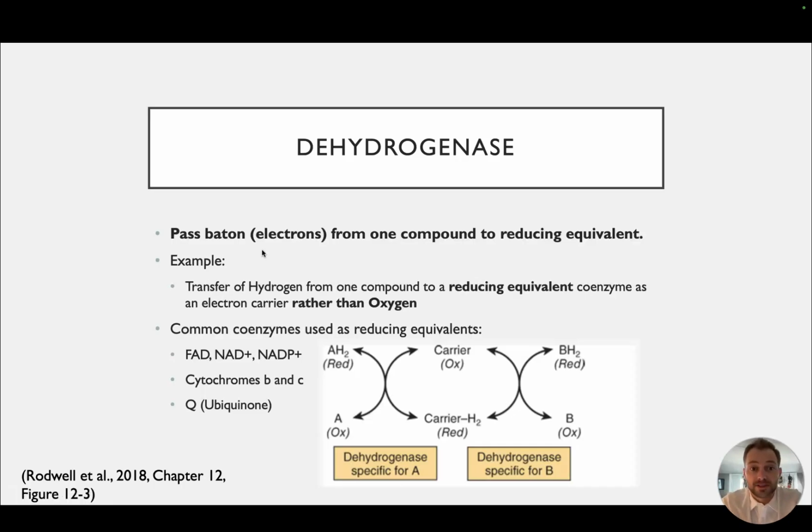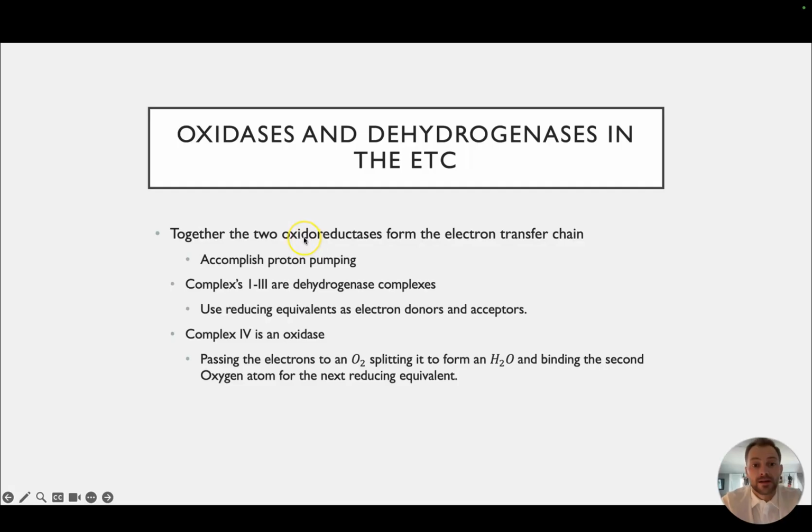Dehydrogenases pass the baton to a different compound than oxygen. So basically, if you see a reaction passing hydrogen or electrons to something other than oxygen, it's most likely a dehydrogenase. A couple of common coenzymes that they leverage for reducing equivalents are FAD, NAD, cytochromes, and ubiquinone. Together, these two types of oxidoreductase enzymes actually make up the electron transport chain.